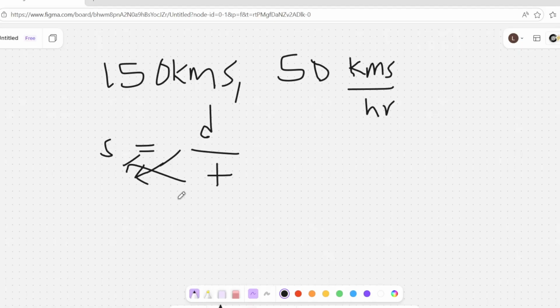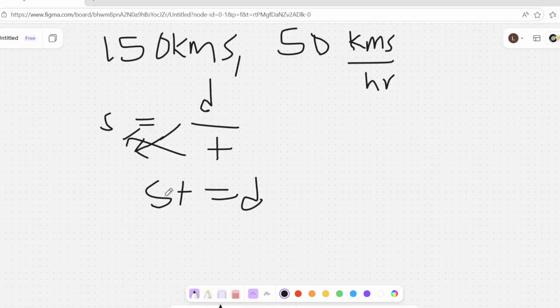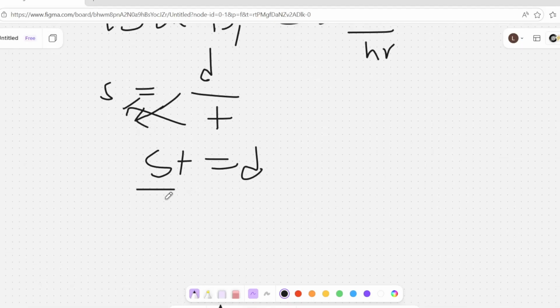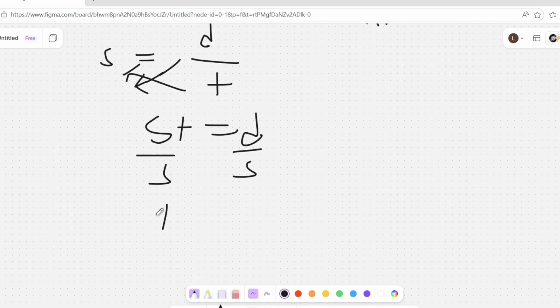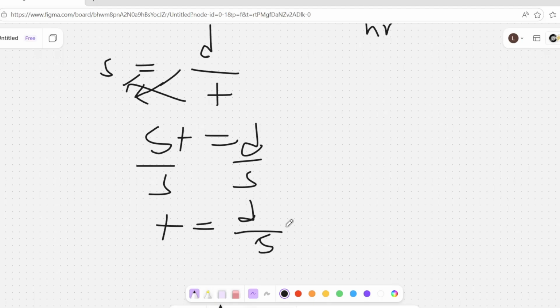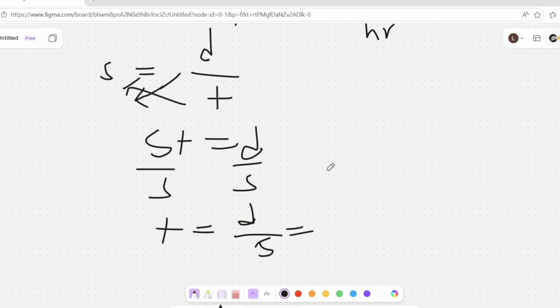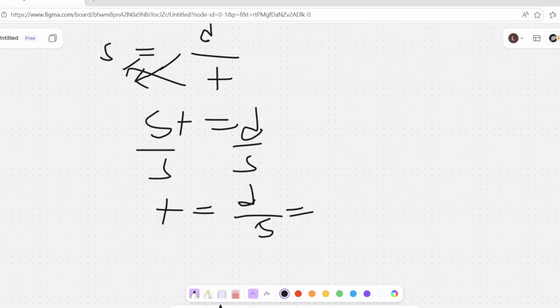So for this, speed times time is equal to distance. And then what we're gonna do, in order to isolate the time, is divide both sides by the speed. So time is equal to distance over speed. So what we're gonna do is directly substitute the values that we have.